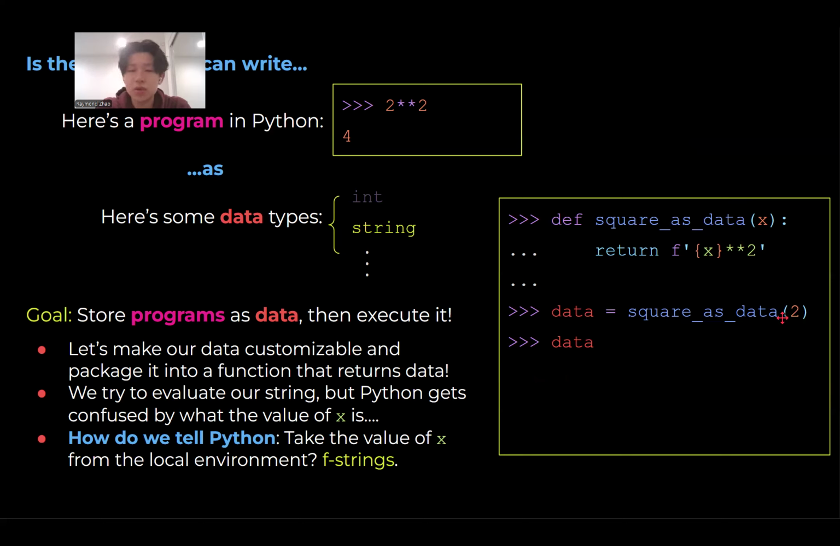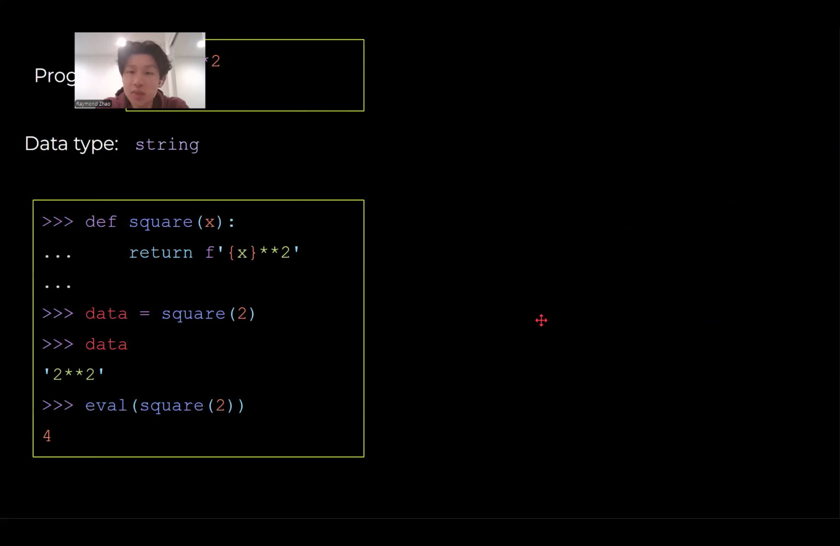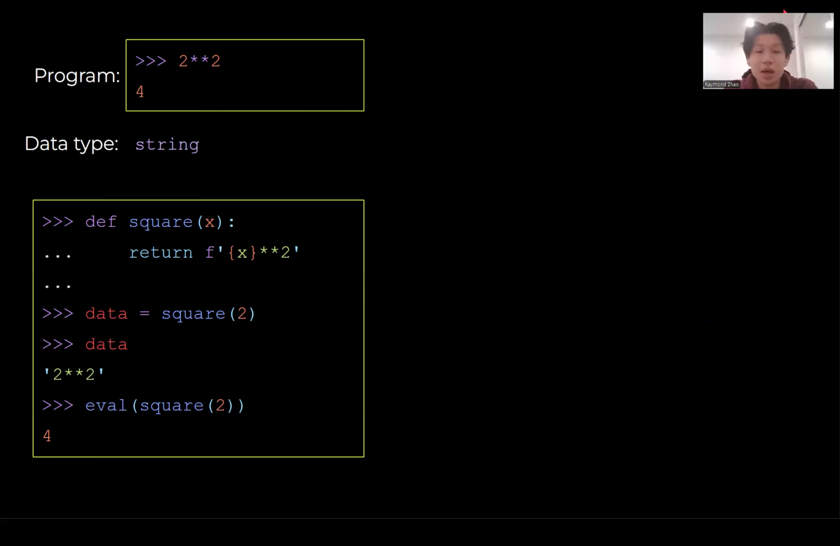Call square as data on 2. My data, see now instead of saying x squared, it's going to say 2 squared. And if I eval this, I get my 4. So guess what? We've just done programs as data in Python. Not sure if you knew we could, but I wanted to start there, so we start somewhere familiar before we jump into something more foreign.